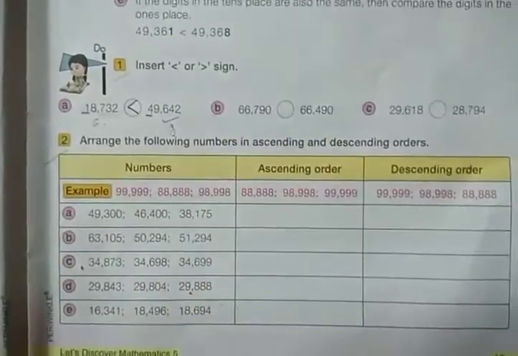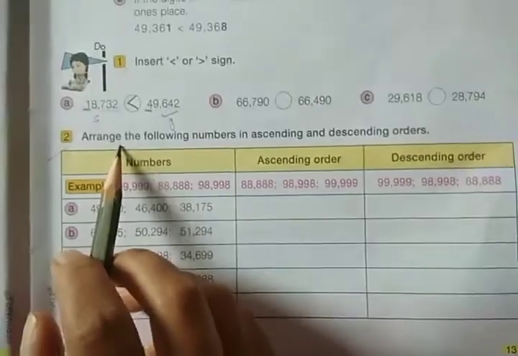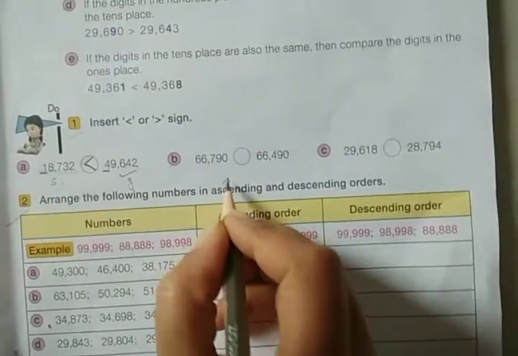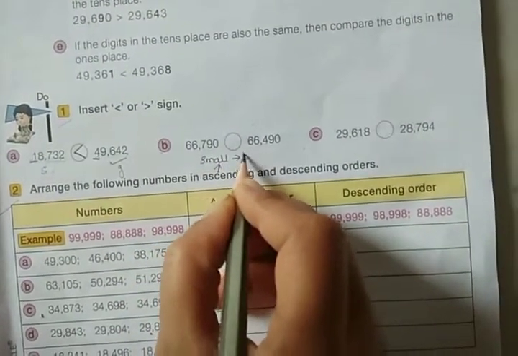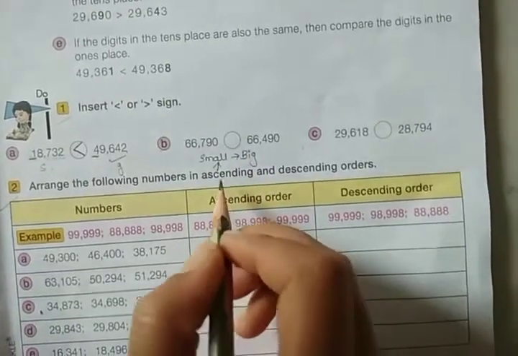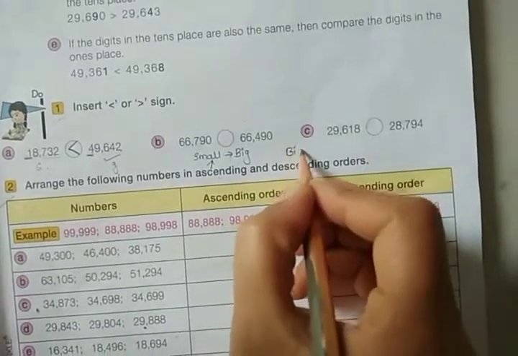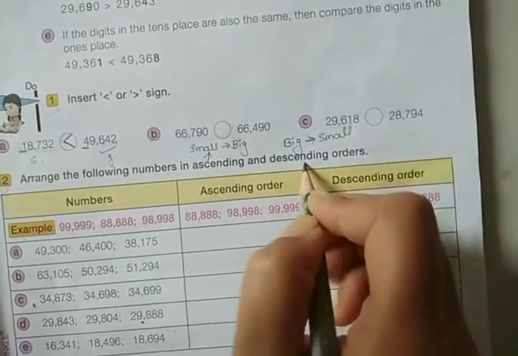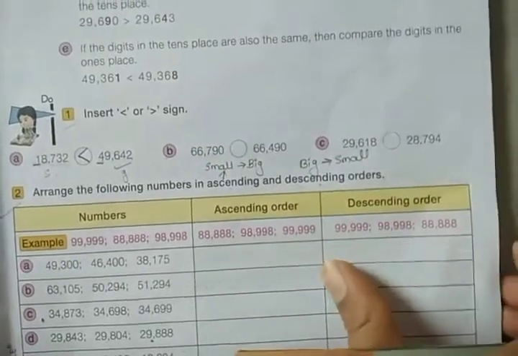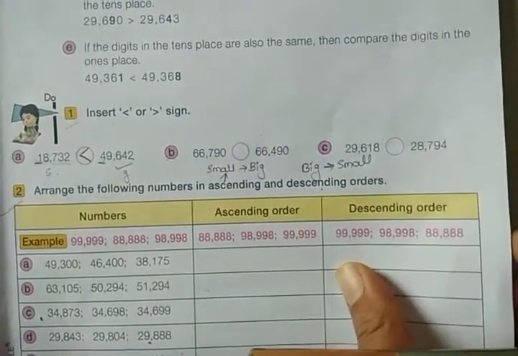Now we'll see the ascending and descending order of numbers. Ascending order means what, children? Ascending order means arranging the numbers from small to big. Arranging the numbers from small to big is called ascending order, and arranging the numbers from big to small, reverse of this, we call descending order. Okay, let's see a few examples of ascending and descending order of 5-digit numbers.